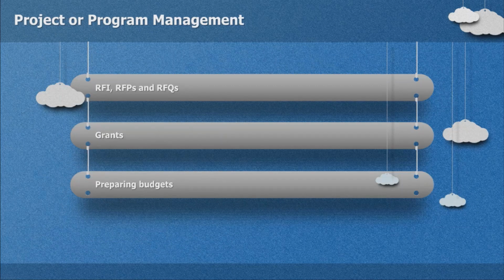Some other key terms related to all this: RFI, RFP, RFQ. The American Planning Association has identified a way that they suggest communities hire a consultant. So it's a two-step process: first an RFQ, then an RFP. Grants, preparing budgets, managing contracts, scheduling, allocating staff. There are going to be PAS reports on just about all of these.